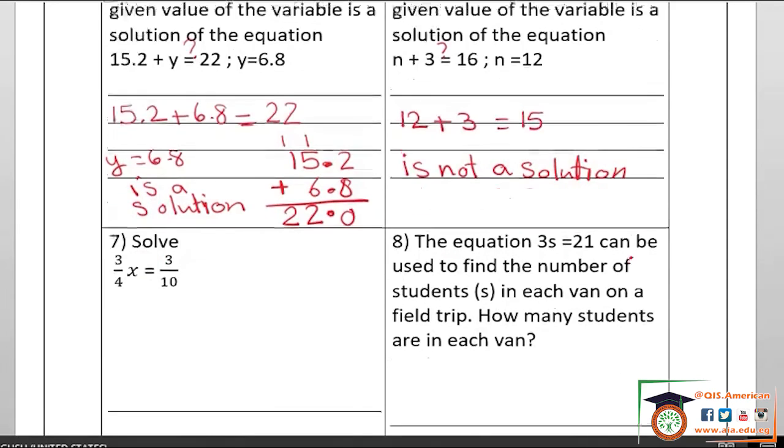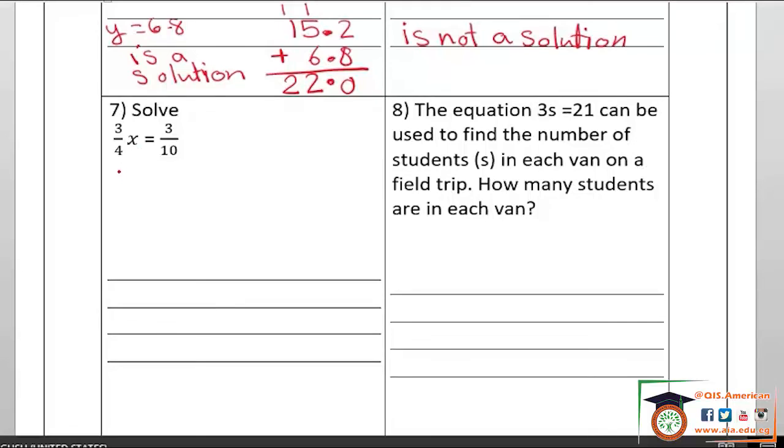Okay, now let's go to question number 7. We're almost done. Here we have, before my variable, a fraction. So in order to get rid of this fraction, I'm going to multiply both sides by the reciprocal of this fraction. What is the meaning of the reciprocal? That I will just flip this fraction, write it upside down. So the 4 will be on the top and the 3 will be on the bottom. Okay? And then again, I'm going to use my do-do rule. I will multiply the other side with the same reciprocal here.